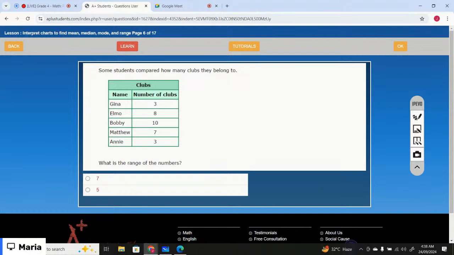Some students compared how many clubs they belong to. What is the range of the numbers? The range is the difference between the greatest and smallest number. So 10 minus 3 is 7. The correct option is 7.